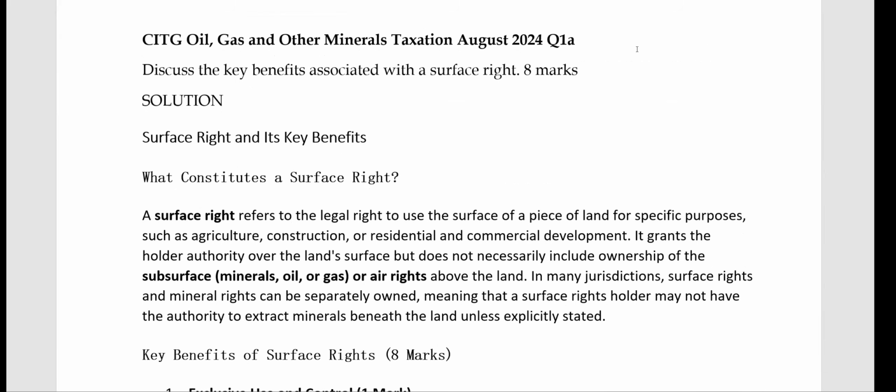Discuss the key benefits associated with the surface right. This question came in August 2024, and most people left it. This is still under the acquisition or right stage. You remember that for licensing and acquisition, you need a surface right. A surface right is simply the legal right to use the surface of a piece of land, simply the license. You see how they tricked you? You see how they trick students?